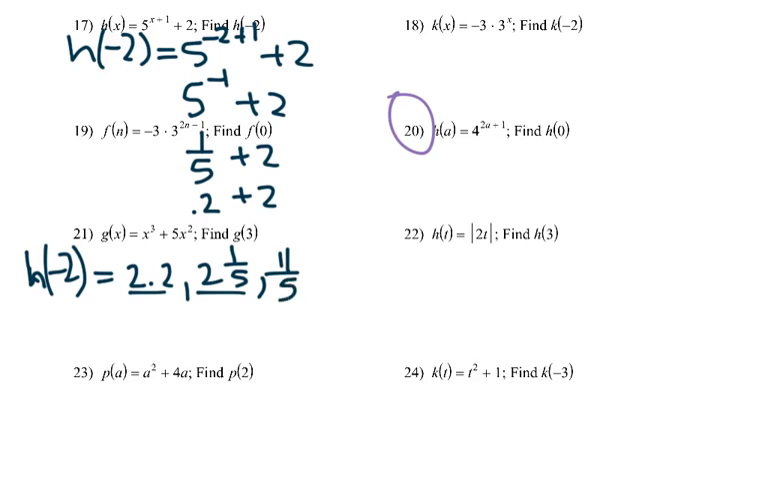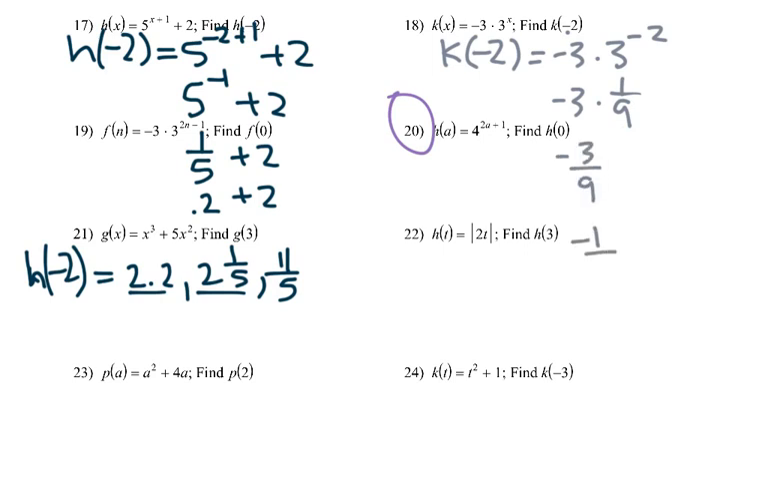I'll accept either. Okay, 18, negative 2 is our input, so k of negative 2 equals negative 3 times 3 to the negative 2. So negative 3 times 3 to the negative 2, which is 1 over 3 squared, or 1 over 9, which is probably easier to deal with than the decimals. So negative 3 times 1 over 9, that would be negative 3 over 9, which reduces to negative 1/3, or about negative 0.3. So that is k of negative 2. Now, some of these answers are a little tricky to deal with, but they still work the same way.